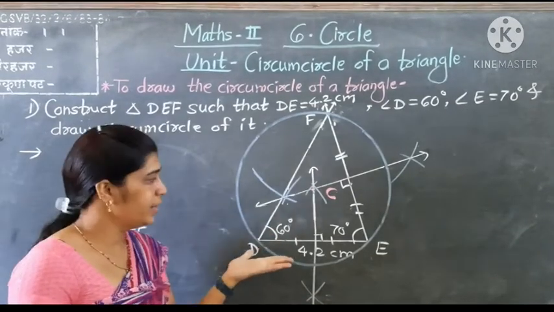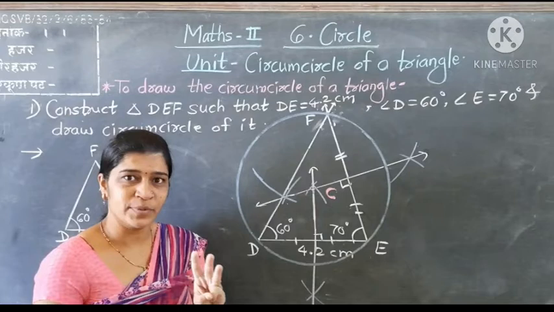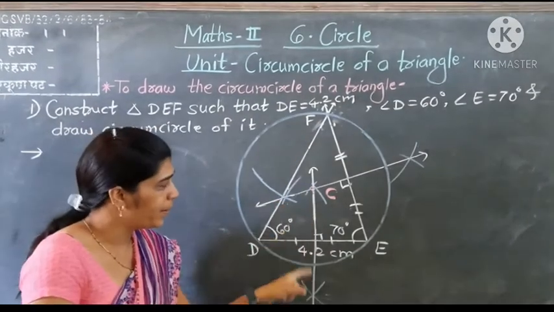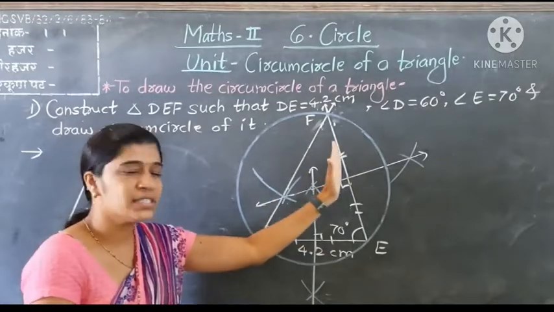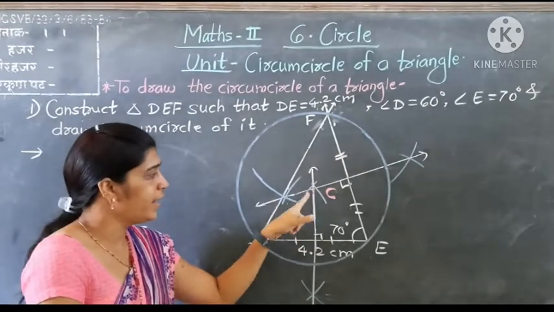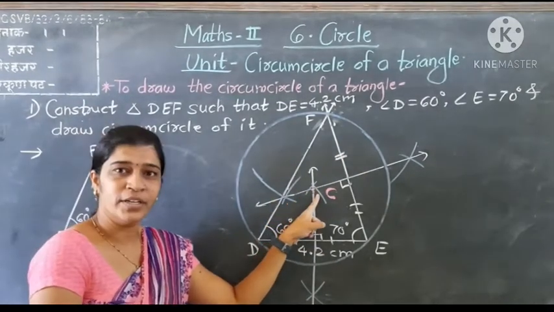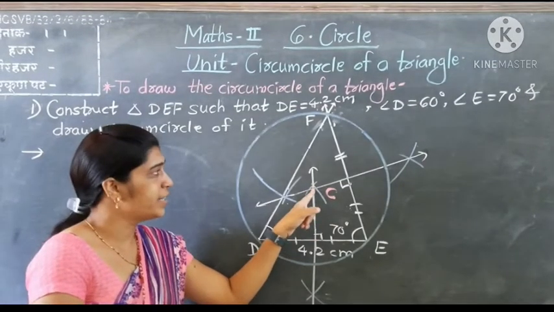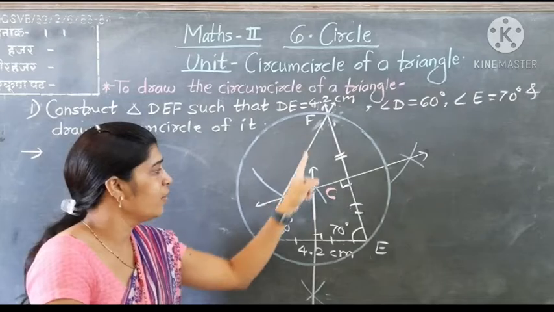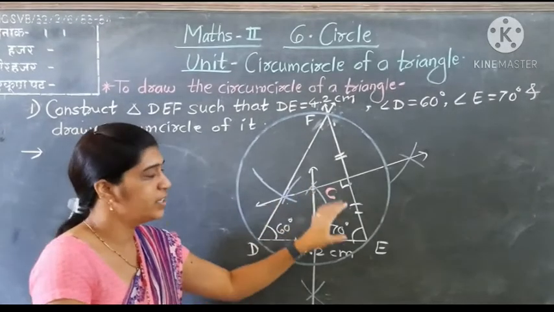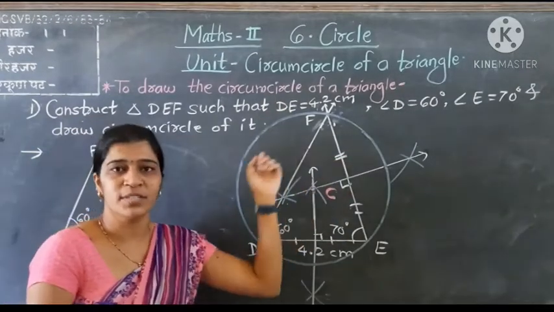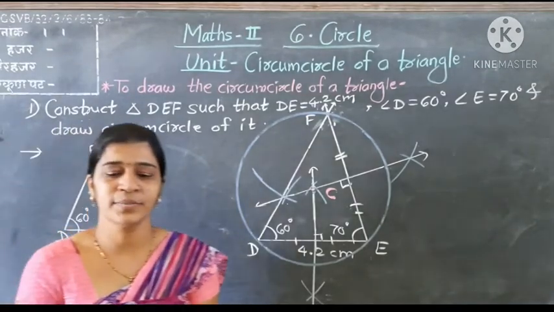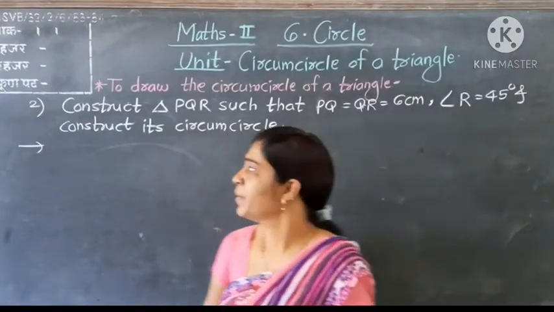Okay, so here we make the 3 steps. First drawing triangle, then draw perpendicular bisector of these 2 sides, and then they intersect at one point. We call it the center of that circle, and taking center and radius as CF or CD or CE, we draw the circle of that triangle. Okay, understand the steps? See the second example.